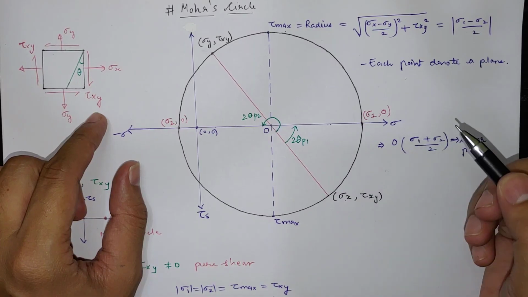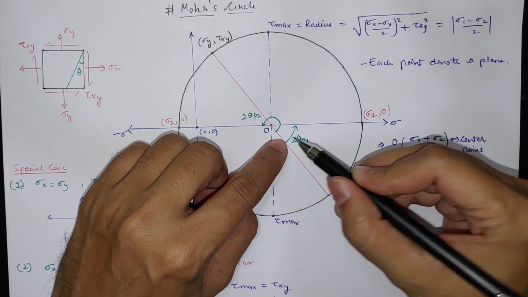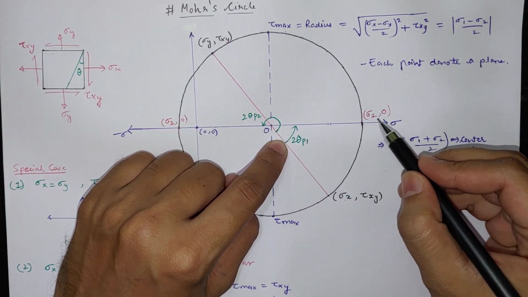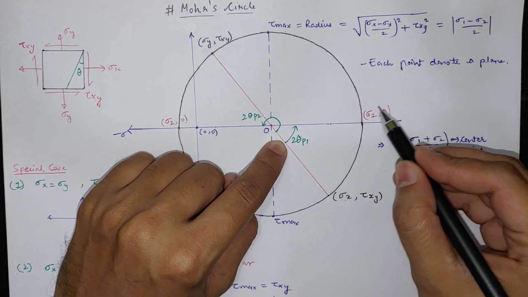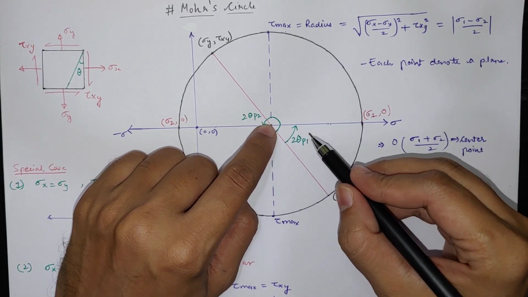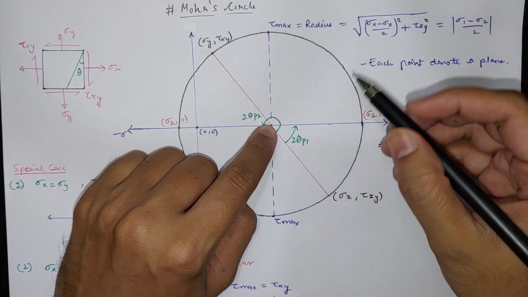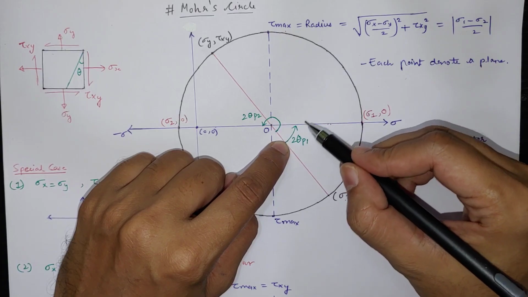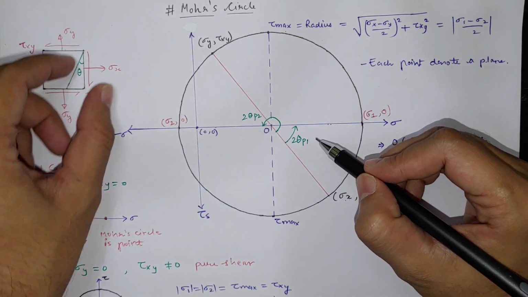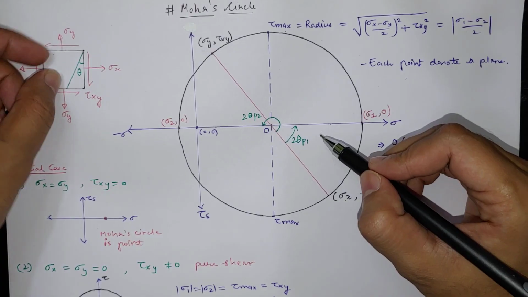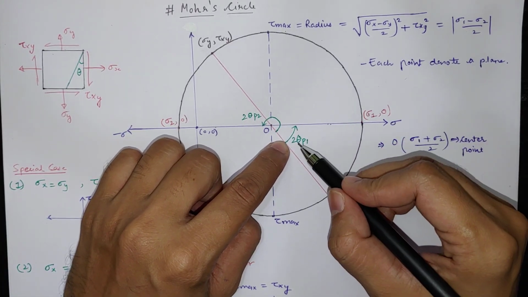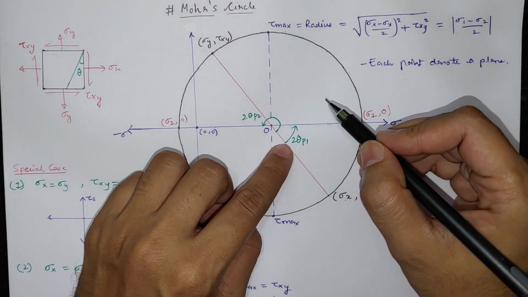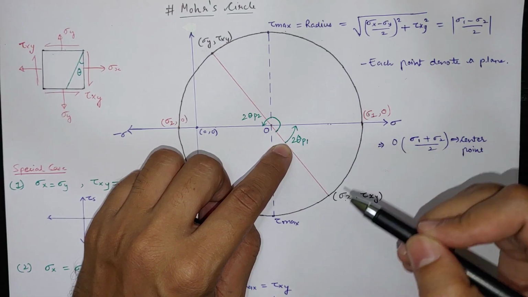Now if we measure the angle from our sigma x, tau xy point to the horizontal line of principal plane sigma 1, because this particular point is our principal plane, we will get the principal plane angle. Here in our equation there was 2 theta, so that's why in the Mohr circle we get 2 theta, and in our stress element we just have theta. So on the Mohr circle we will get 2 theta p1 between the two points.